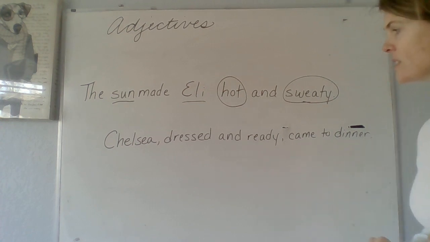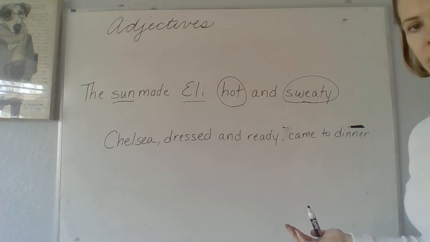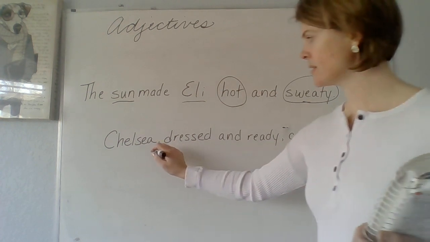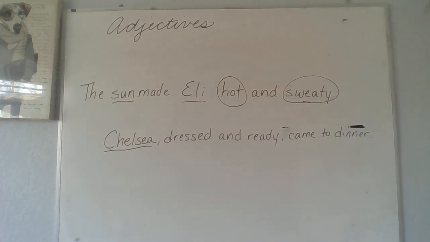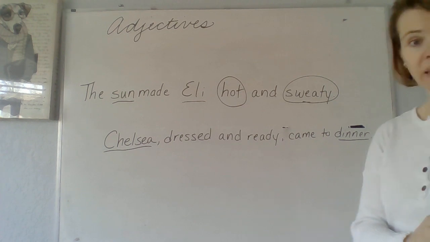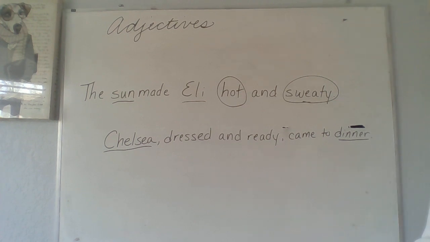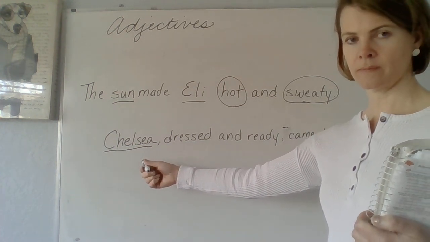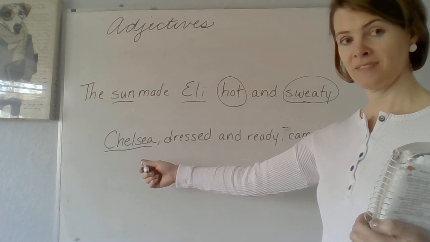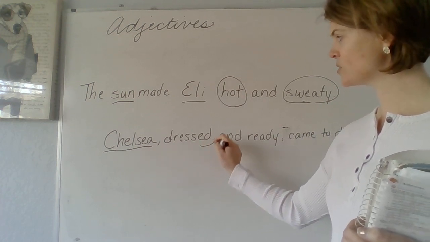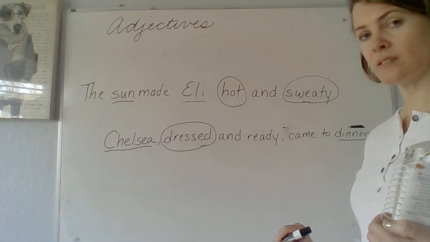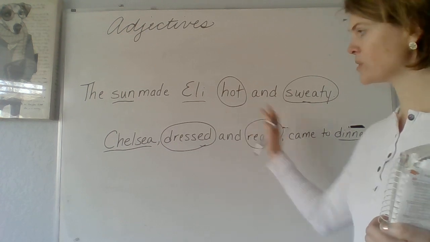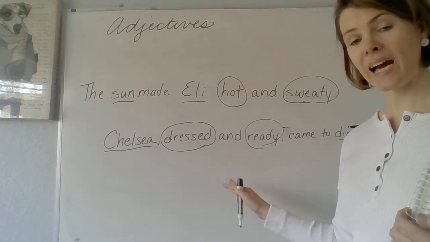Let's try this one. Chelsea, dressed and ready, came to dinner. What are our nouns in this sentence? Chelsea, that's a person. Anything else? Dinner. Dinner is a thing. Can also be a place we came to. Now, let's find some describing words. What kind of Chelsea? Which Chelsea? How many Chelsea? We can answer what kind of Chelsea. She was dressed. A dressed Chelsea and a ready Chelsea. Those both describe Chelsea, and they both came after her.